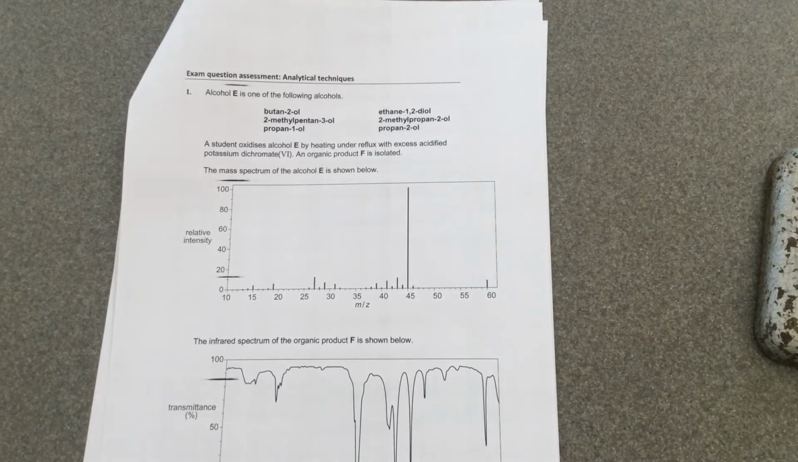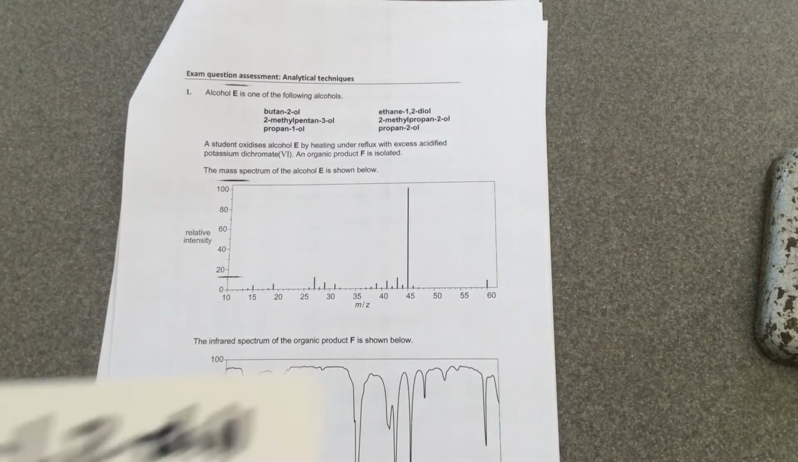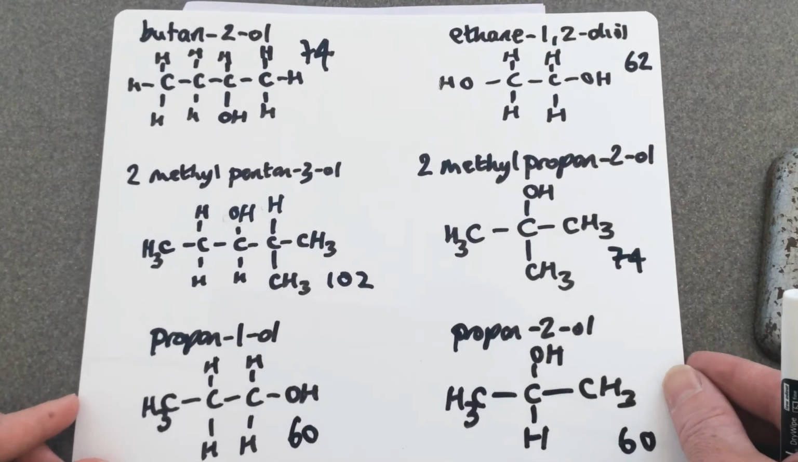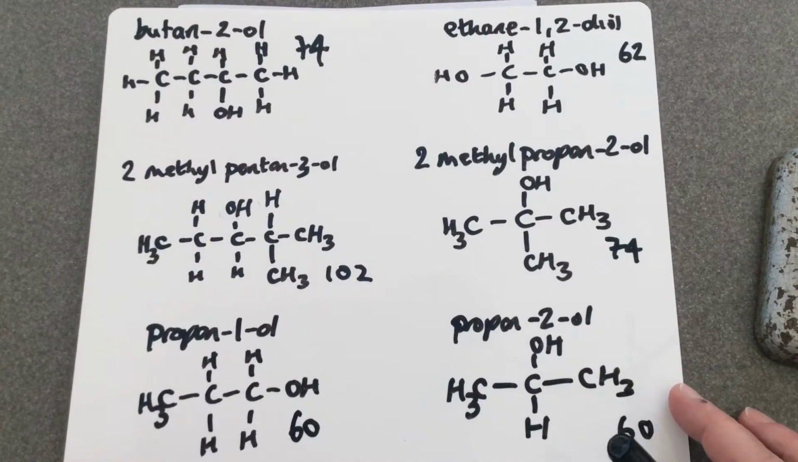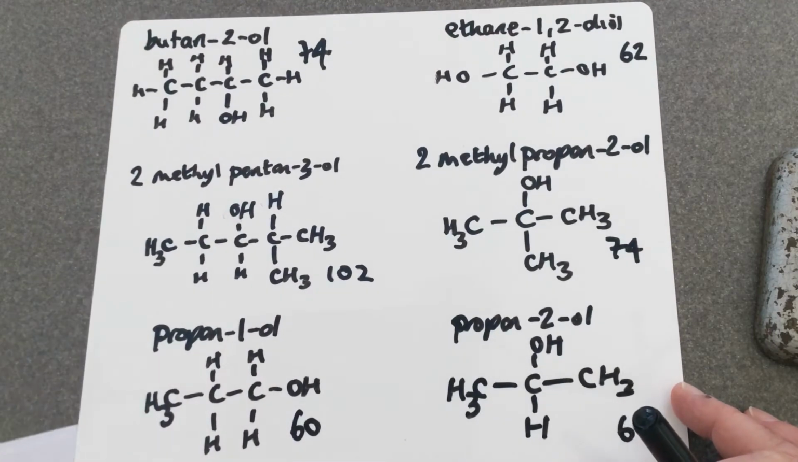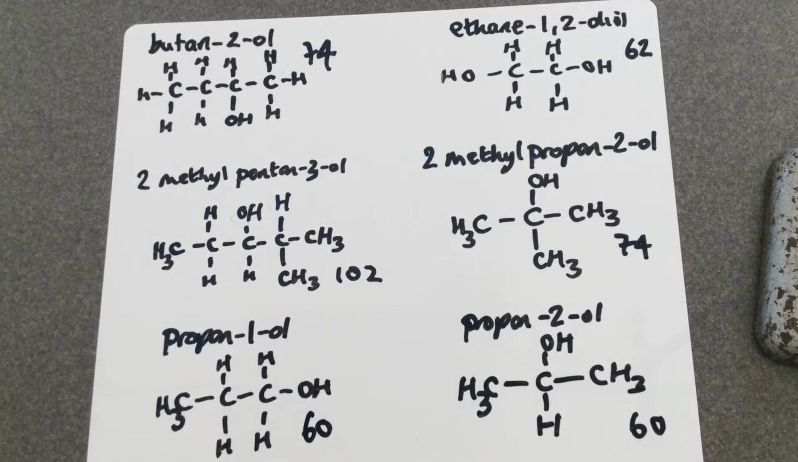When you look at this question, you can see we've got a variety of different alcohols. We're going to be asked to draw out those alcohols, and we're going to be asked to identify E and F. So, here are our structures. I've drawn these out for you. I've tried to draw them in a variety of different ways. You could have drawn them skeletally, you could have drawn them fully displayed. It doesn't really matter.